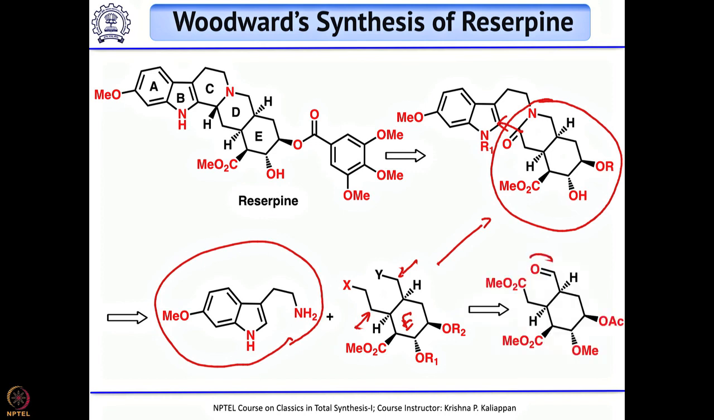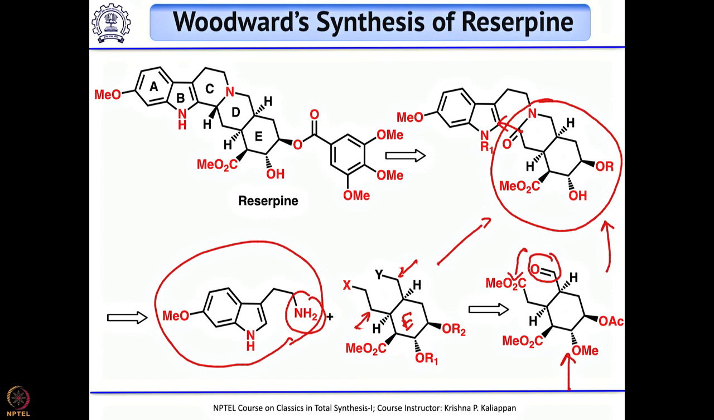So when you have this aldehyde and this amine, it can form an imine. That imine, if you reduce it with sodium borohydride, will form a secondary amine. That secondary amine will attack this ester directly to give this compound. So he simplified the target molecule, that is reserpine, to this highly substituted E ring of reserpine.